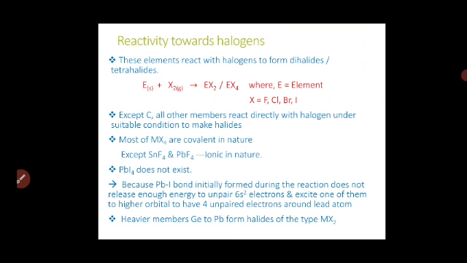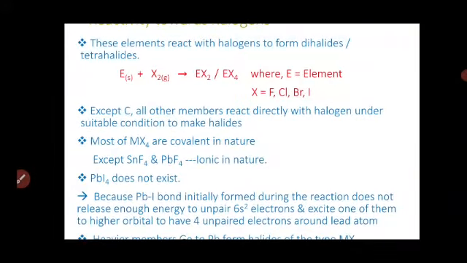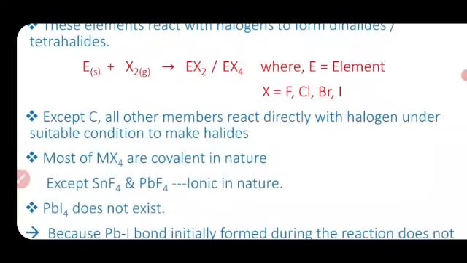Next and the last chemical property, that is reactivity towards halogen. In group 13 we have studied they form EX3, is it? So here these group 14 elements are forming EX2 or EX4, that is dihalide or tetrahalide. So this is the general equation: E, that is solid element, plus X2, that is halogen, gives EX2 or EX4, where E is an element of group 14 and X is fluorine, chlorine, bromine, iodine.